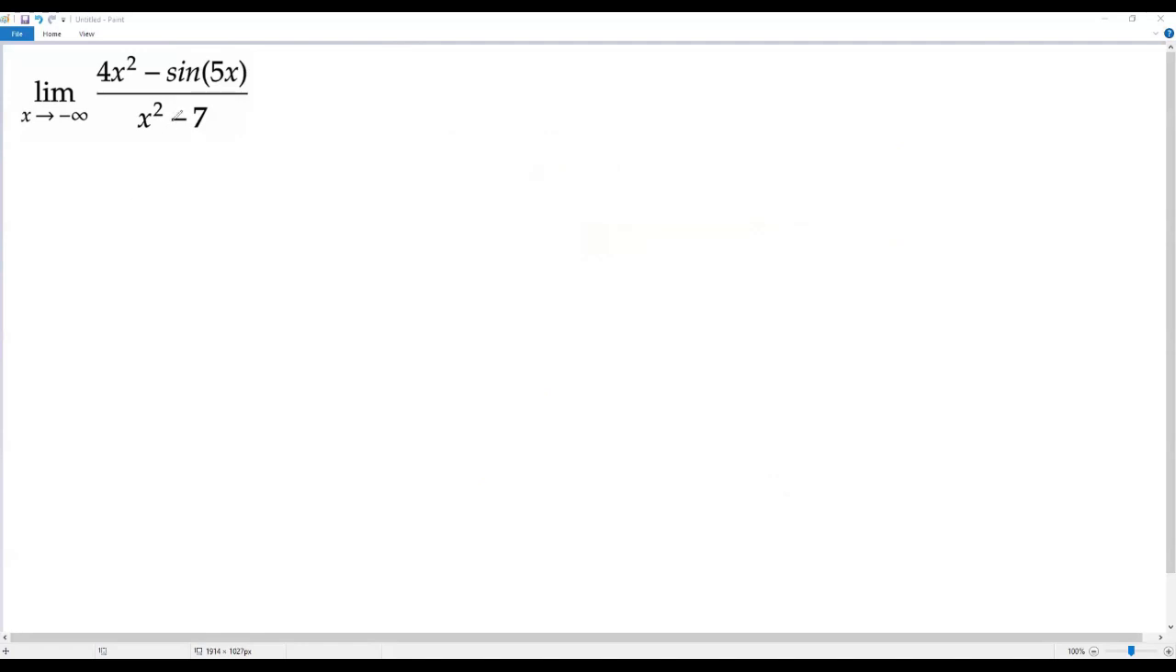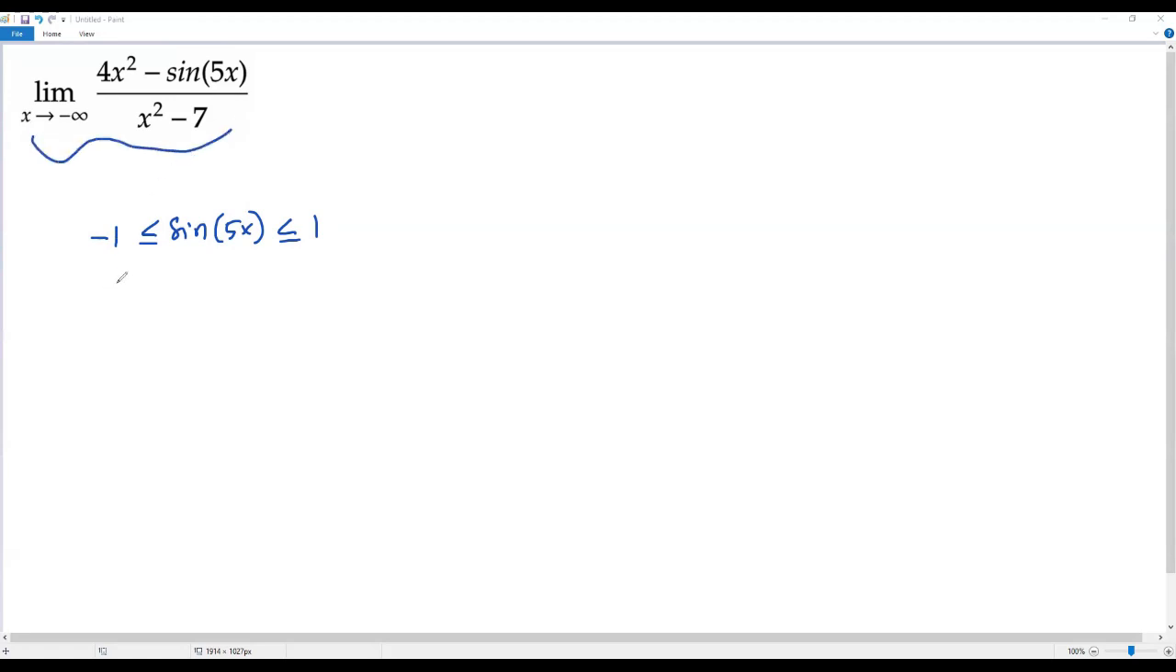Now I'm going to consider only this particular part, sin 5x, so that I can set up a compound inequality. Let me write sin 5x. Here 5x represents an angle measure. Whatever angle measure we have, the maximum value of sine is always 1, and the minimum value of sine is negative 1. It doesn't matter what the angle measure is.